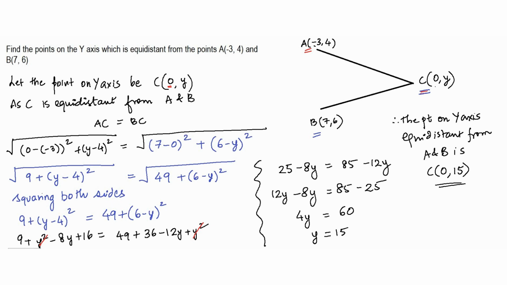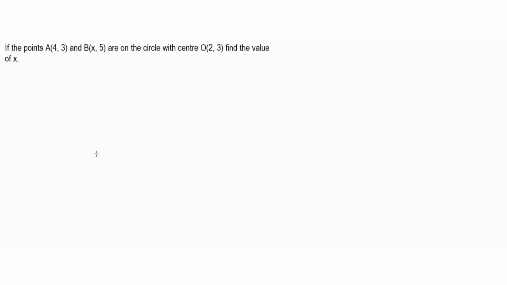Moving on to the next question. Let's take a look at the following question. If the points A of 4, 3 and B of x, 5 are on a circle with center O of 2, 3, find the value of x.